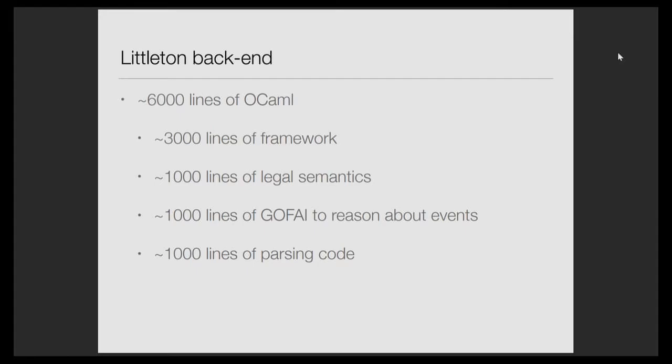There are about 1,000 lines that use some basic AI to reason about things like a person who is dead cannot marry after that fact. So you have to have some real-world knowledge to evaluate the conditions. And then finally, about 1,000 lines that implement the parser to translate different languages into title trees.